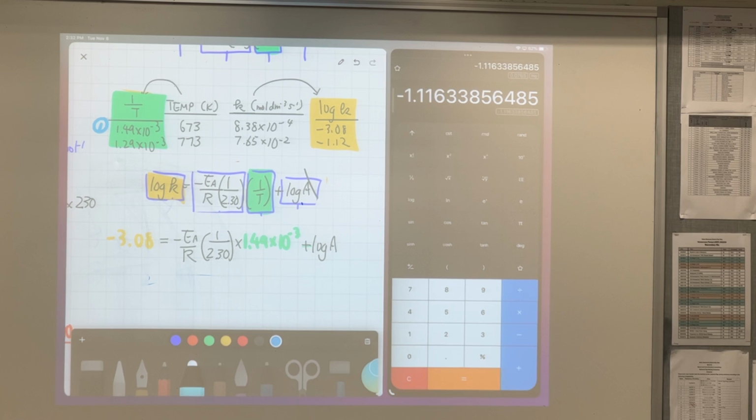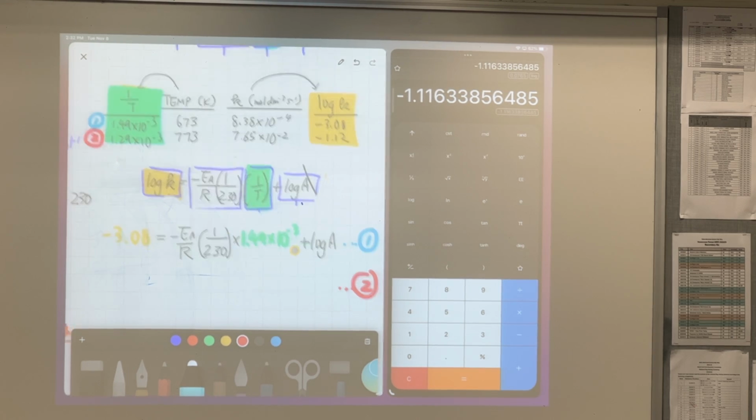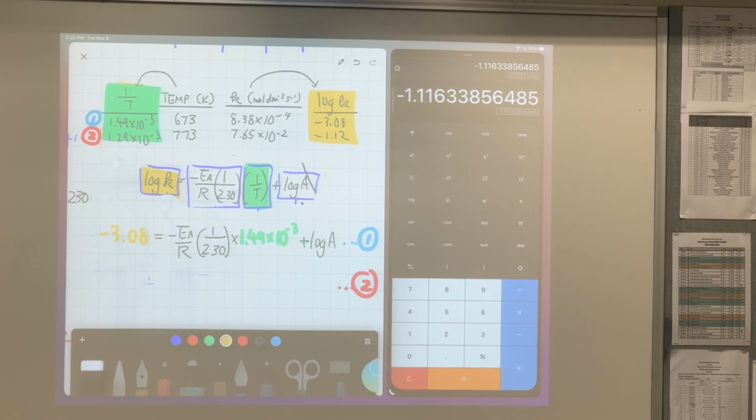Okay, so this is equation 1. Can you do the same for equation 2? Can you plug those numbers in and form another equation? And then you will have to solve for dA. I think you can do this.